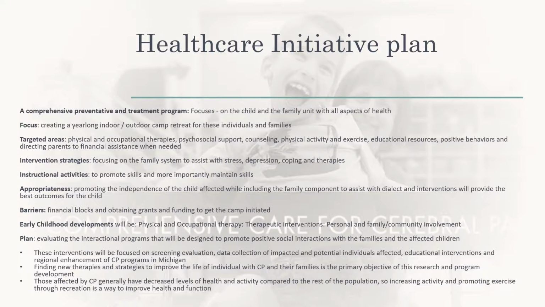The target of the intervention is focused on motor skill development in childhood and sustainment through adulthood. Early childhood development will focus on physical and occupational therapies, therapeutic interventions, and personal and family community involvement. It will be critical to include the family, parents, and siblings in the process and education to ensure that learning is together and well-rounded. The plan for implementation and evaluation will include evaluating the interactional programs that will be designed to promote positive social interactions with the families and the affected children. The children historically struggle with positive interactions, and the component will be assessed to ensure that the goal is met.